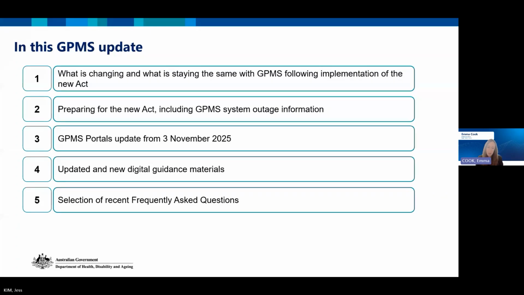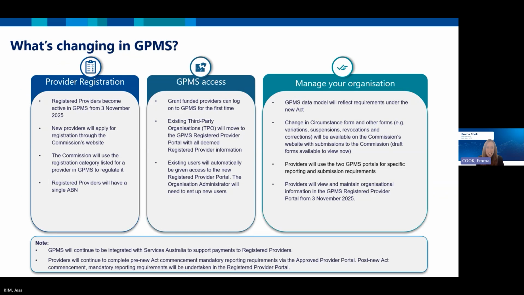Some people might have caught a little bit of that before, but for anyone who's missed previous sessions, we will recap. Preparing for the new Act, including the GPMS system outage information. We've got a GPMS specific timeline that does align with our broader documentation, but really gives you a sense of how that portal will be changing and some key activities that you'll need to manage around those changes. The GPMS portals from 3 November and what you can expect. An update on new digital guidance materials, as well as a recap on frequently asked questions, some of which might be closely related to the ones we covered and some that are a little different. So I'll jump into it and start going through what we have for you today.